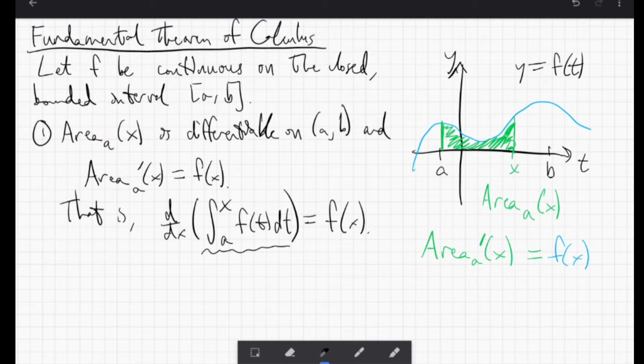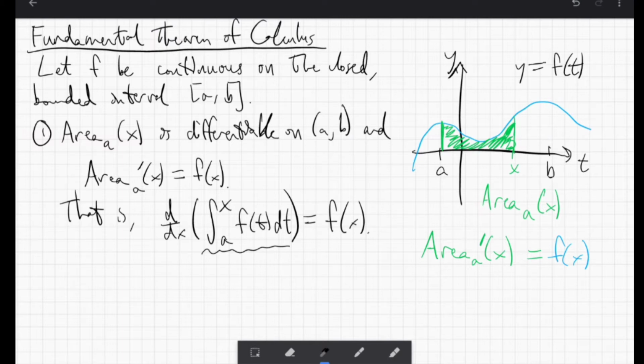It says, let's start with this assumption that f is a continuous function on the closed bounded interval a to b. The first part of the fundamental theorem says that this area function, which is in green on the right, it's this area from some fixed reference point, and in this case we're picking the left endpoint of the interval a, that this area function from a to x is differentiable on the interior, and that the derivative is the function f itself. So area sub a prime of x is equal to f of x. The derivative of that area function is little f itself.